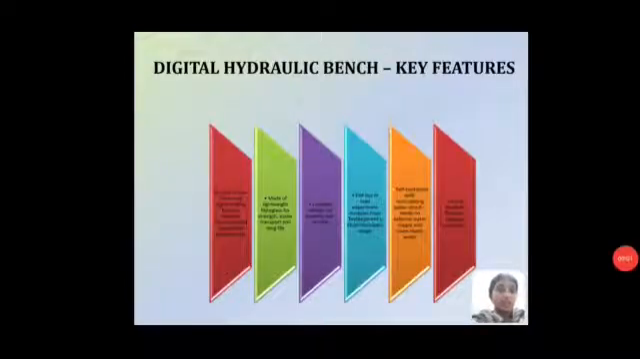Now we will see the main key features of the digital hydraulic bench. A digital hydraulic bench is an electronic flow meter. It consists of a digital display which helps us take measurements very quickly and accurately. It is made of fiberglass, so it is strong, easier for transportation, and has a longer life.